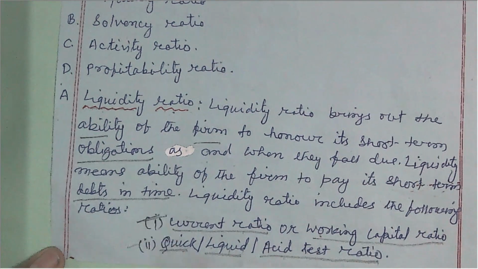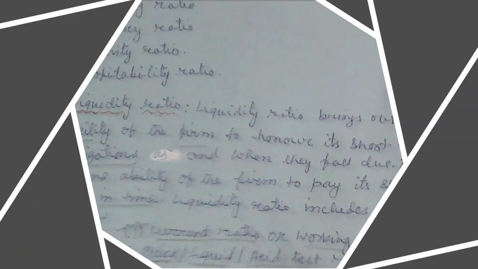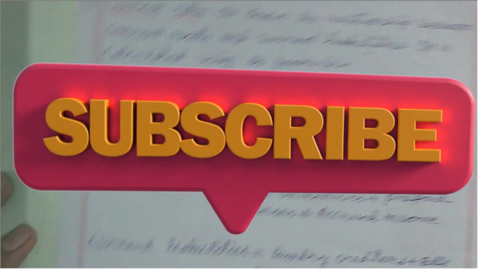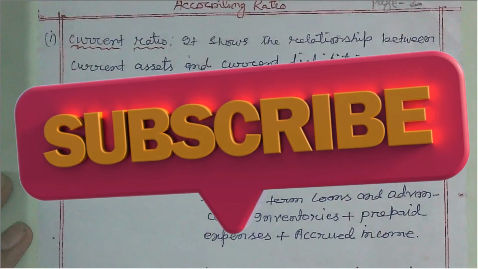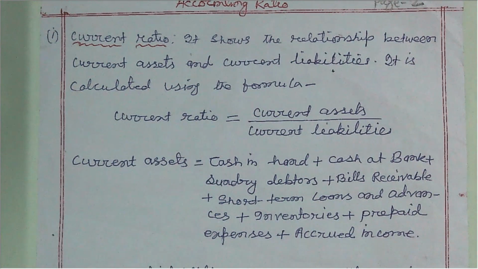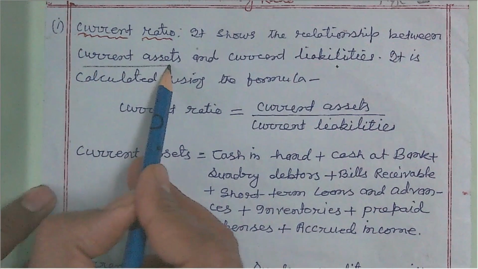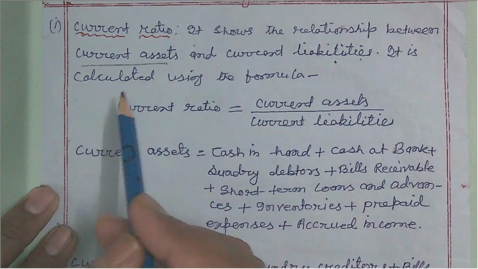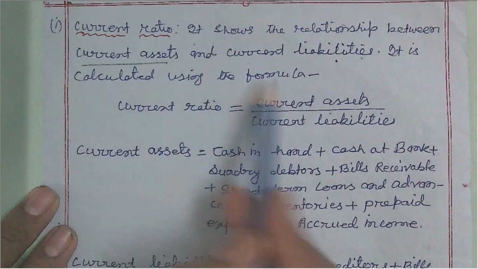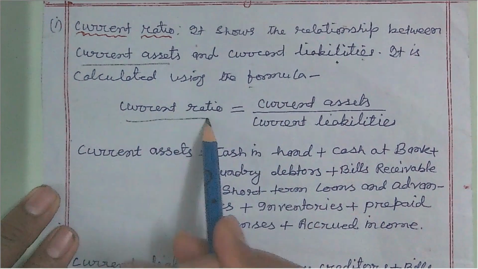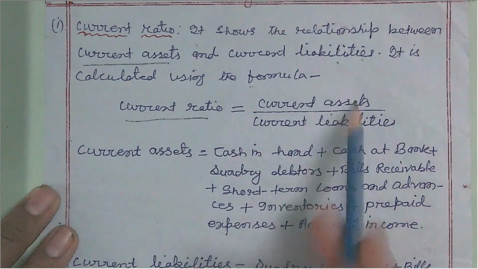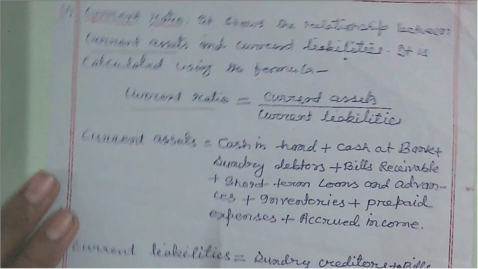Now what is current ratio? Current ratio shows the relationship between current assets and current liabilities. It is calculated using the formula: current ratio equals current assets divided by current liabilities.